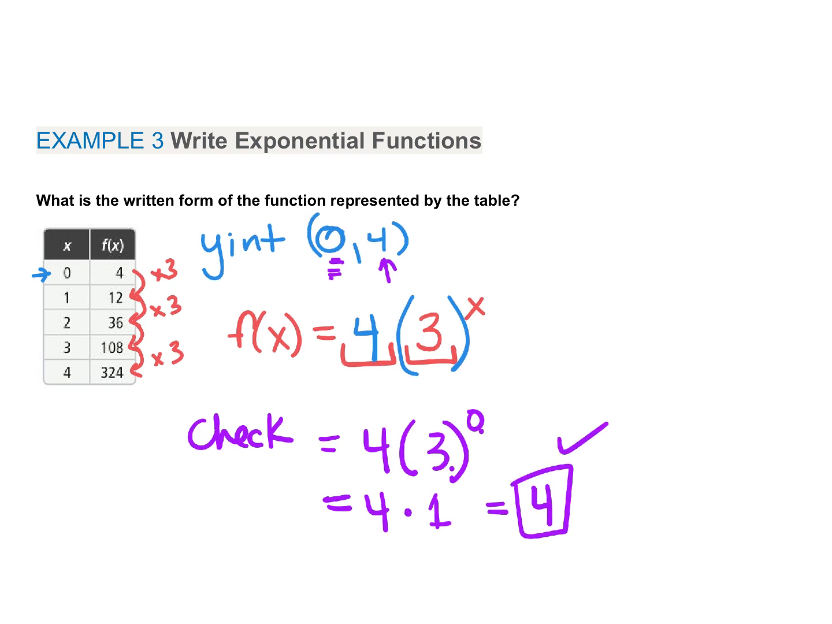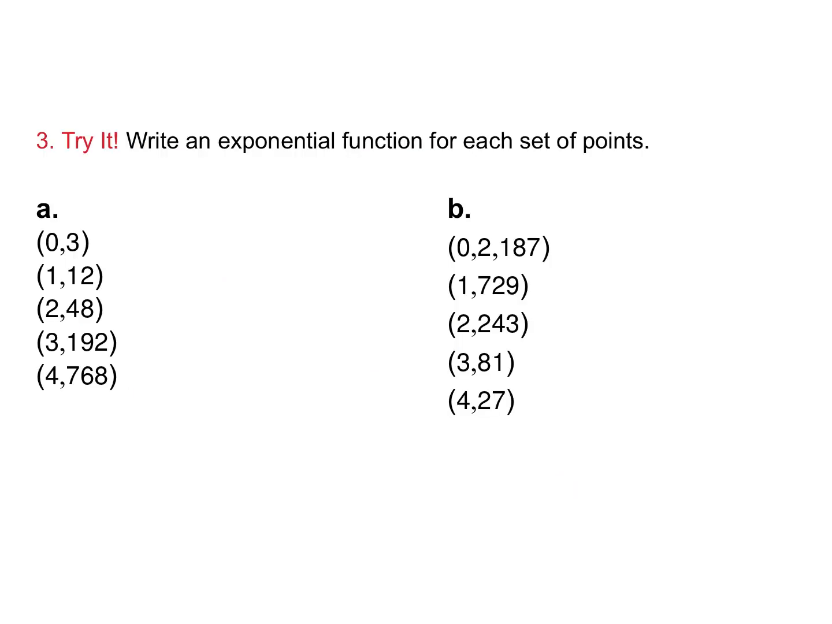The next two are try it problems. You should try them, and then let me know if you get stuck. So you can write the points down, or you can just show your work on your paper if you want to try it. It doesn't matter to me. Definitely hit pause here, try it on your own, so that way you know you're doing what you're supposed to.